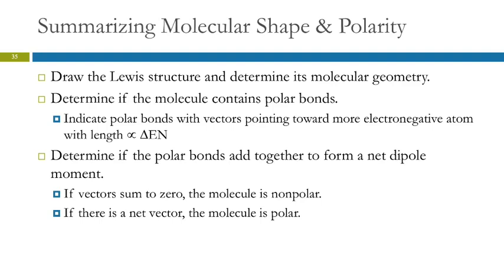So we draw the Lewis structure, we determine the molecular geometry for that molecule, we identify if there are polar bonds in the molecule, and then we'll represent those as vectors that are pointing towards the more electronegative atom. The length would be proportional to the difference in electronegativity. So you can see this could get pretty complicated, right? You could have two polar bonds that are directly opposing each other, but if one is with fluorine and one is with oxygen, the magnitude isn't going to be the same. And so even though they're in opposite directions, they're not going to add up to zero.